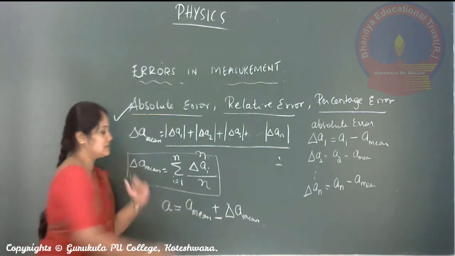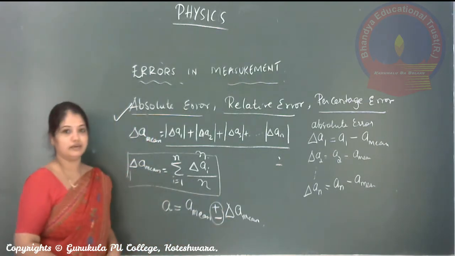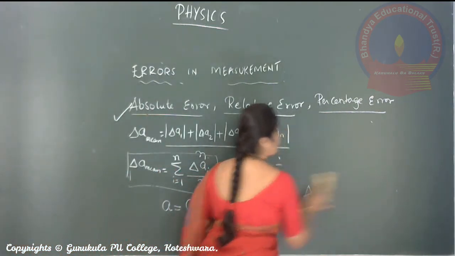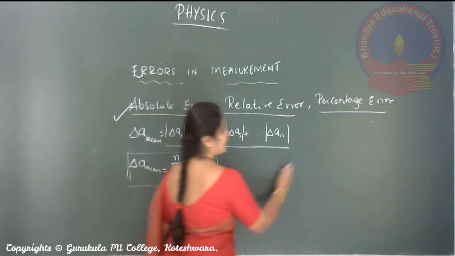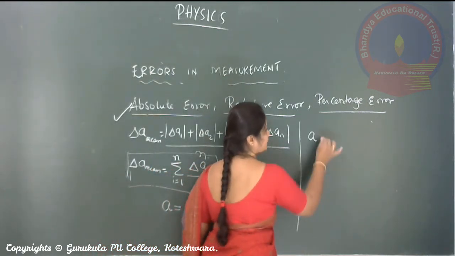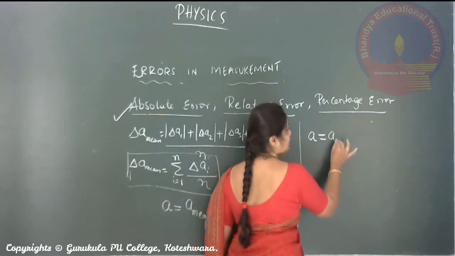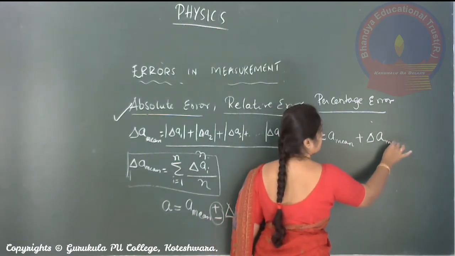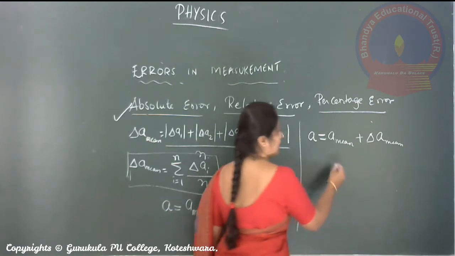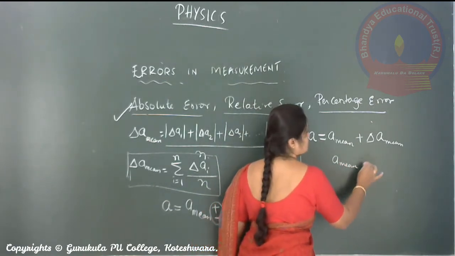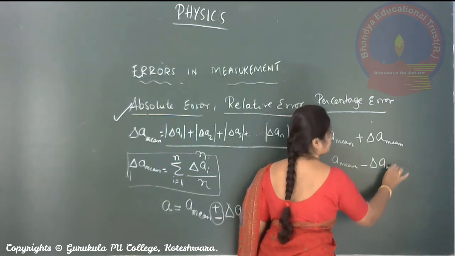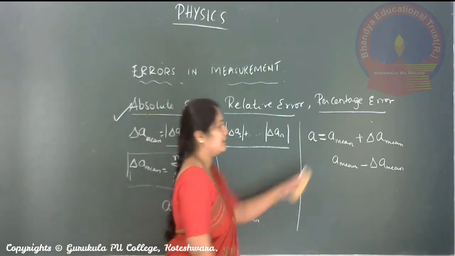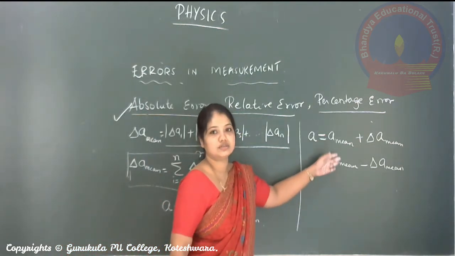Now here, what does this plus or minus mean? It means that the values contained in the result A will be equal to A of mean plus delta A of mean, and A of mean minus delta A of mean. So it will take values ranging between these two numbers.